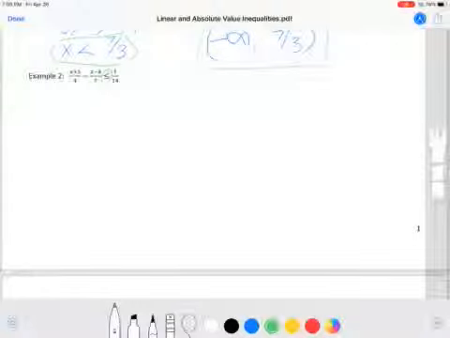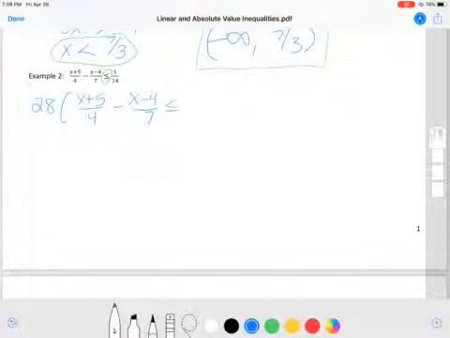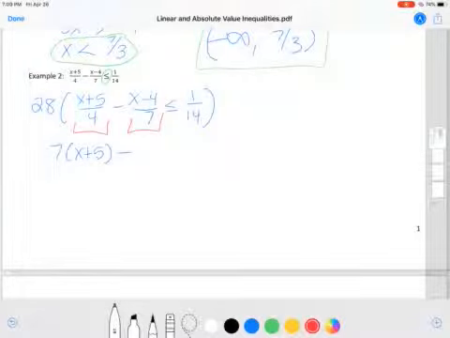Now, to clear the fractions, I have 4, 7, and 14. 28 goes into all of those. So I'm going to multiply everything by 28. When I multiply 28 times the first term, the 4 goes into the 28 and leaves me with a 7. So I have 7 times x plus 5. When I look at the next term, the 7 goes into the 28 and I'm left with a 4. So I'm left with 4 times x minus 4.